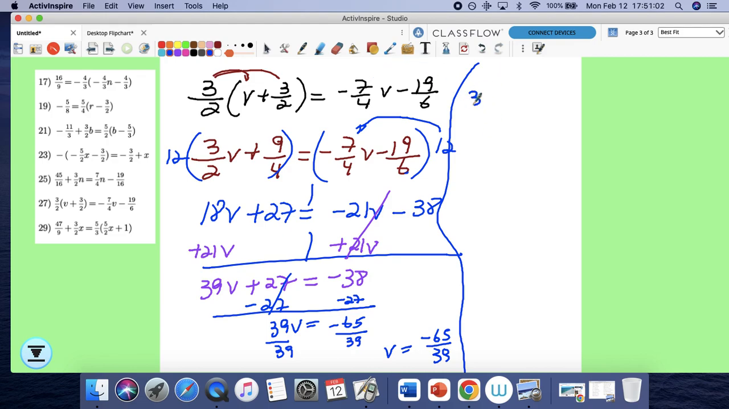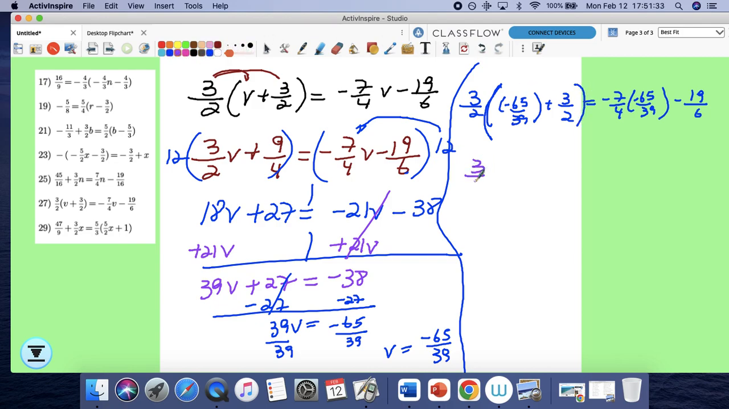We're going to go and replace 3 over 2. Put in parentheses here. Negative 65 over 39 plus 3 over 2 equals negative 7 over 4 times negative 65 over 39. And here's where your calculator is going to come in handy. Okay, there's a parentheses here. All right, so let's take care of the parentheses.